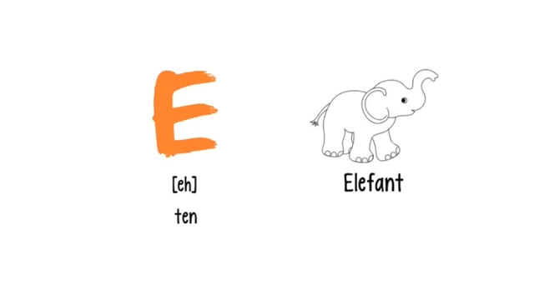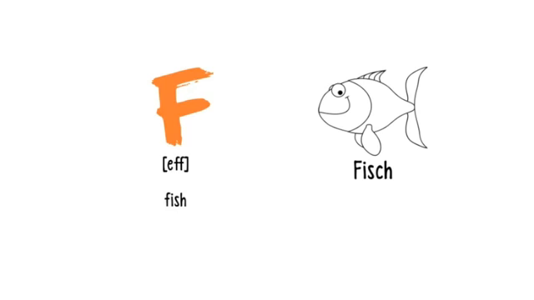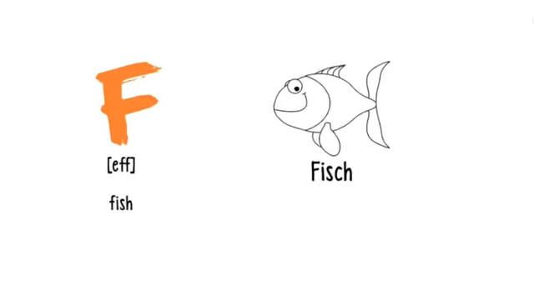Now let's have a look at the letter E, which is pronounced like the E in the word ten. The German word with the letter E is Elefant, which means elephant. F is pronounced like the word fish, and the translation of fish in German is the same, Fisch.